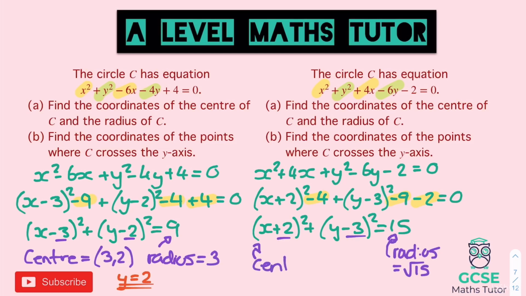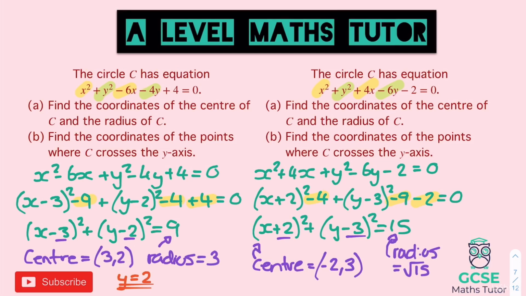So the centre equals, and then we've got negative 2 for the x coordinate, to make sure it's plus 2 in the bracket there, and then we've got 3 for our take away 3 in our other part. So there we go, we've got our centre, we've got our radius, the square root of 15.